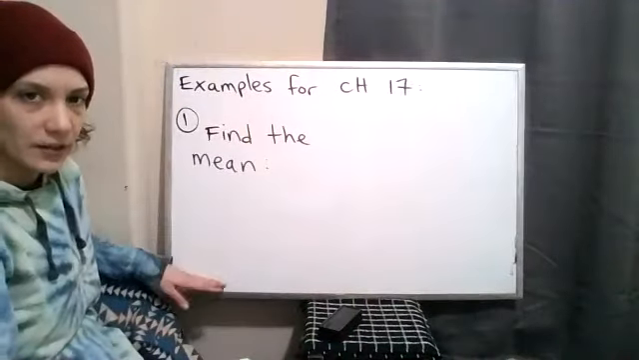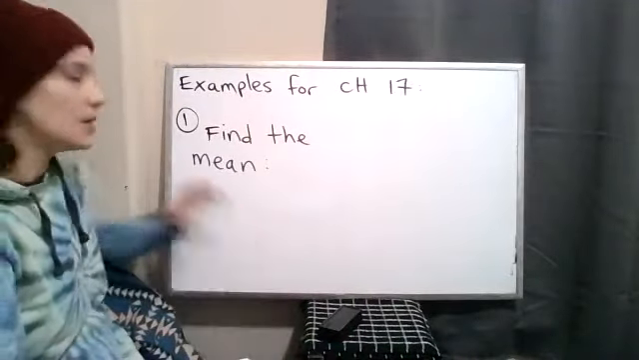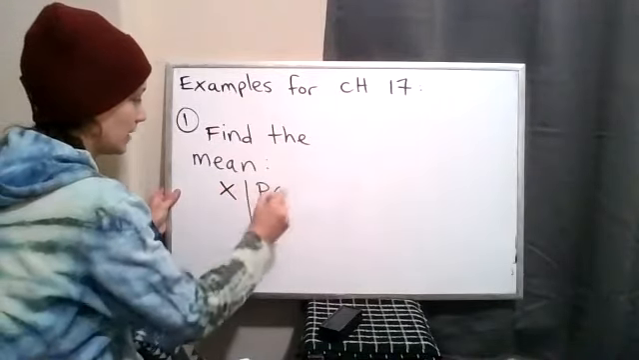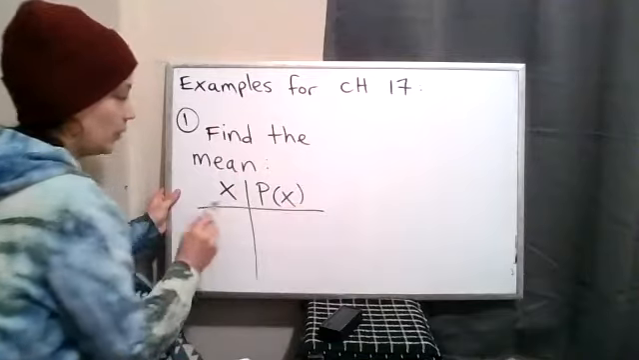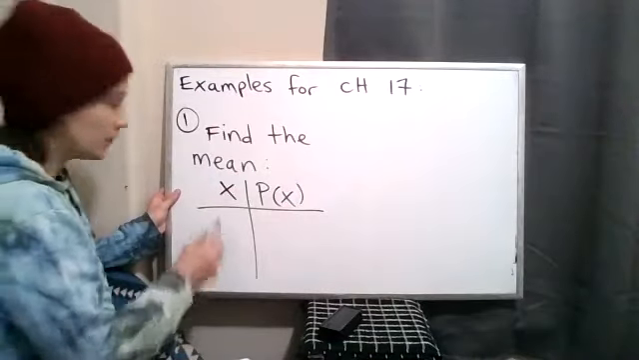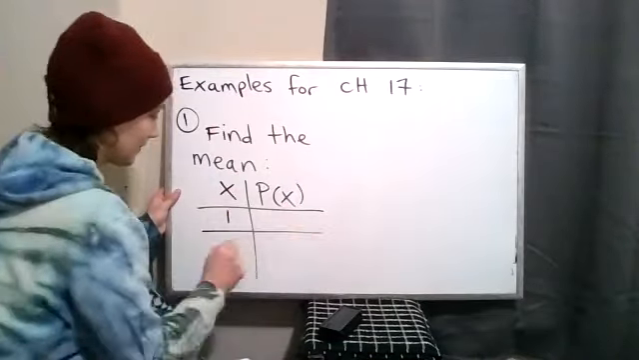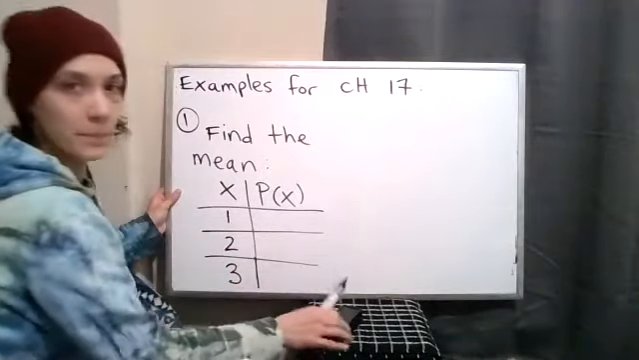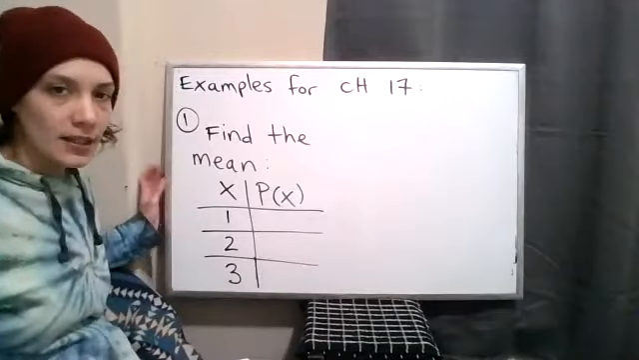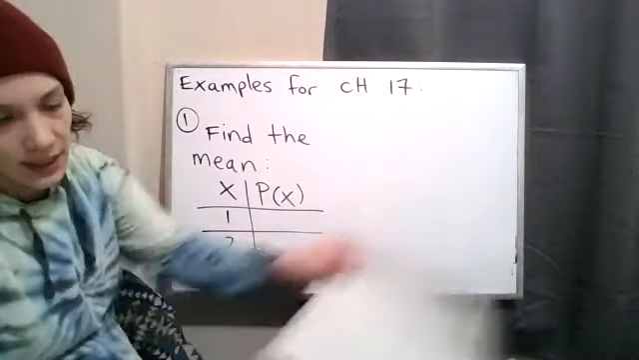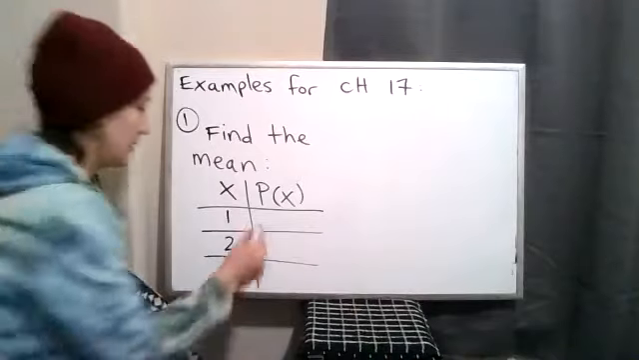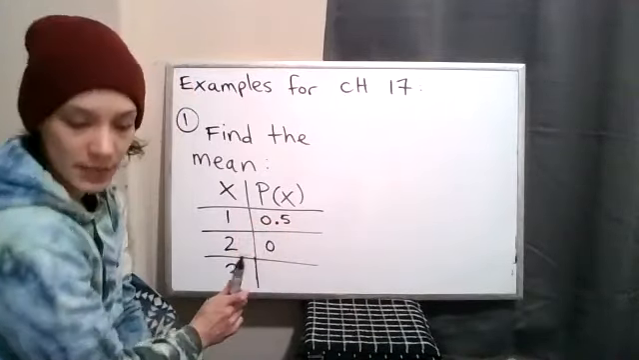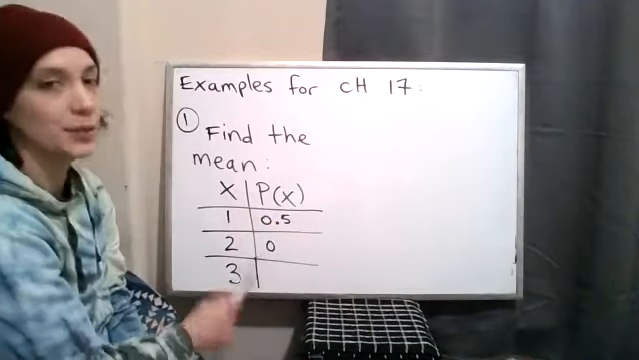So we have X values and then the probability for each of the values of X, with X being 1, 2, and 3. The first probability is 0.5, followed by 0.4 and 0.1.